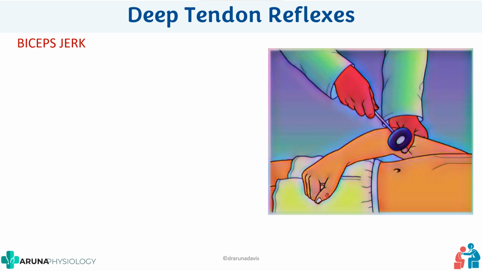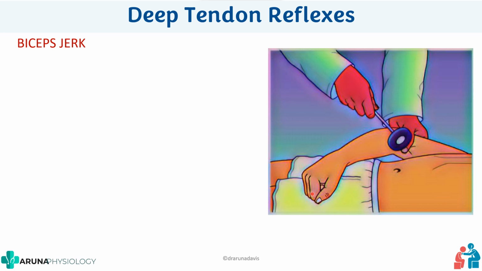In that case, the examiner need not support the arm because the patient is already in a lying down position and the arm is supported on the body itself. So in that case, you just have to keep the arm flexed at 90 degrees and then keep your thumb there and strike over your thumb. So this is how to do it in a lying down position.